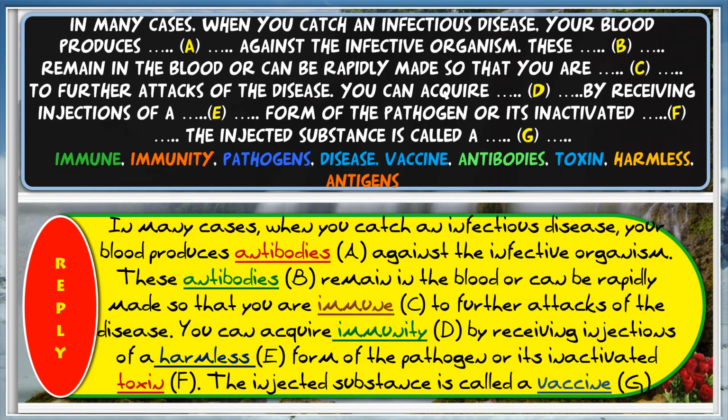In many cases, when you catch an infectious disease, your blood produces antibodies against the infective organism. These antibodies remain in the blood or can be rapidly made so that you are immune to further attacks of the disease. You can acquire immunity by receiving injections of a harmless form of the pathogen or its inactivated toxin. The injected substance is called a vaccine.